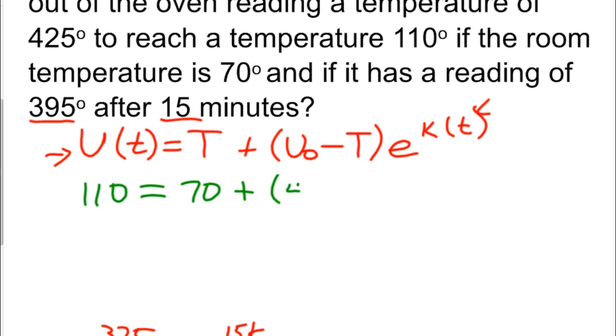plus 425, wait, why still 70? Because again, that's the room temperature, right? The room temperature doesn't change.